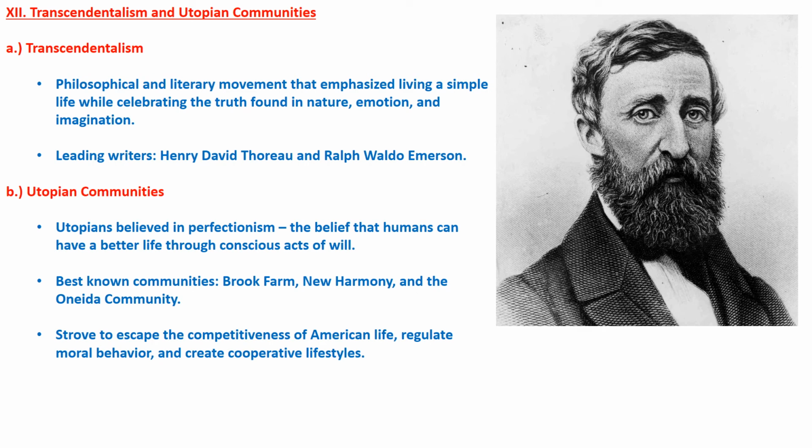Similarly, we have the rise of utopian communities. Utopians believed in this idea of perfectionism, which was the belief that humans could have a better life through conscious acts of will. They would form these separate communities that tried to escape the competitiveness of American life during the market revolution. They also tried to regulate moral behavior and create cooperative lifestyles. The best-known utopian communities were Brook Farm, New Harmony, and the Oneida community.